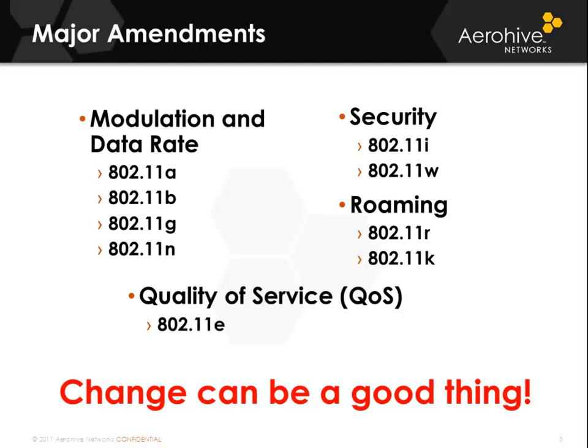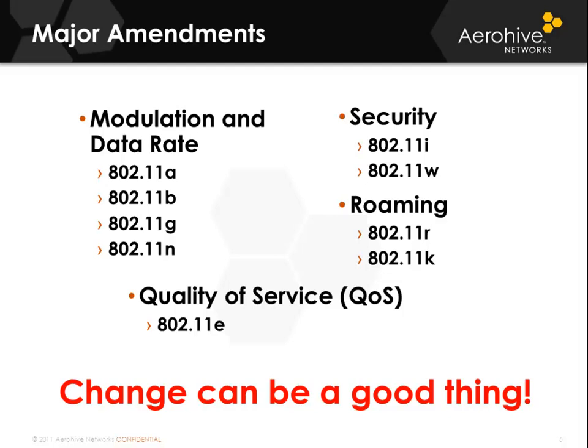802.11a and b were ratified in 1999. 802.11b was an enhancement over the original 802.11, which allowed high rate direct sequence spread spectrum, as well as backwards compatibility with legacy 802.11. 802.11a introduced data rates of up to 54 megabits and a new modulation technique to Wi-Fi called orthogonal frequency division multiplexing.